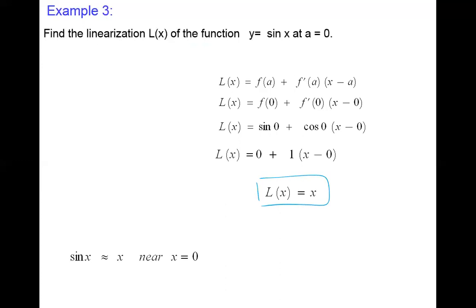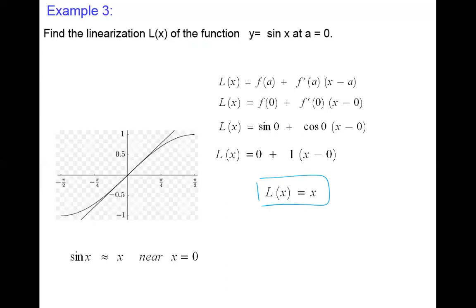This means that the function sine of x behaves like x near 0. We can see we have a sine function, and that line is a tangent line. At 0, it doesn't really matter whether I take sine or x. And of course, the linear function x is much, much easier to compute with.